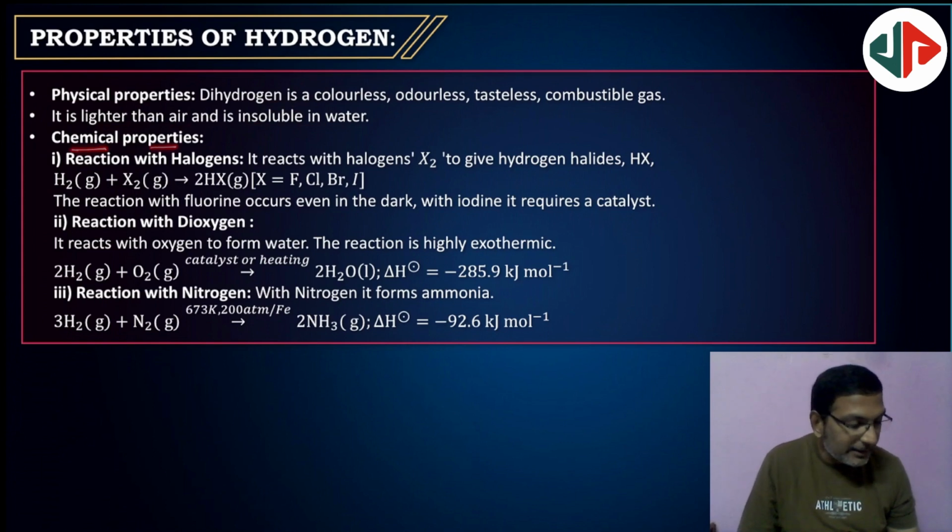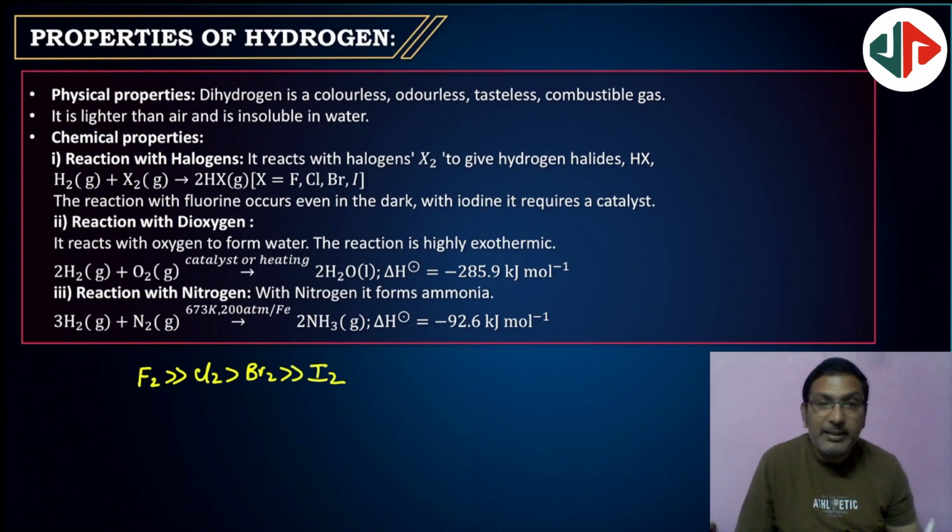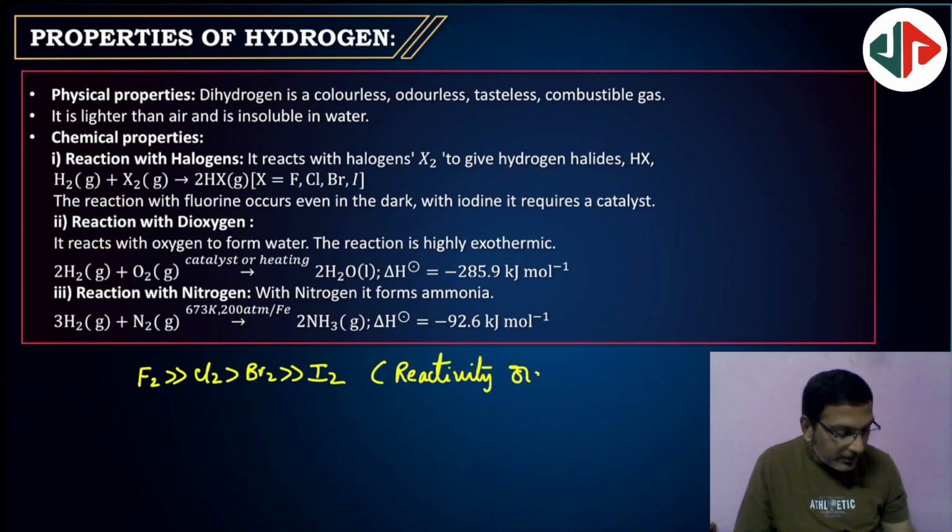Next, chemical properties. Reaction with halogens. It reacts with halogens to form corresponding halides, HX. Here X may be F, Cl, Br, I halogens. Next, here is the reactivity order of halogens. F2 highest, Cl2 and Br2 are moderate and I2 is very slow and reversible. Reactivity order.